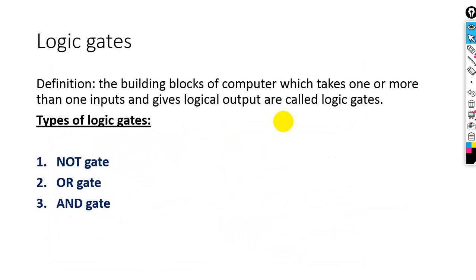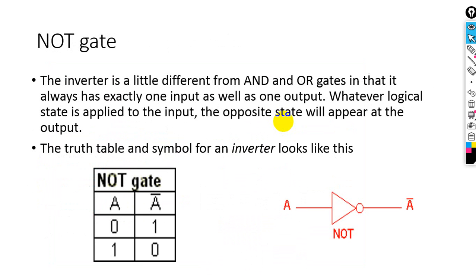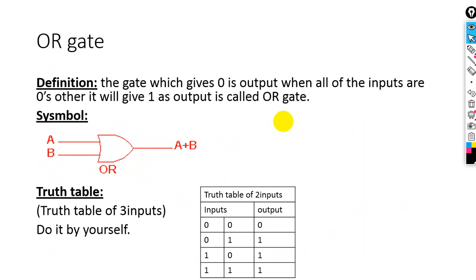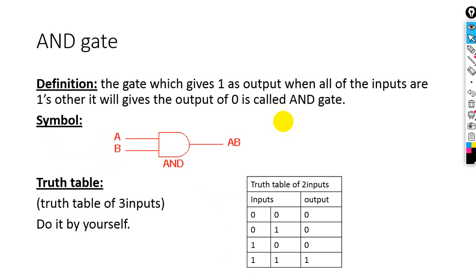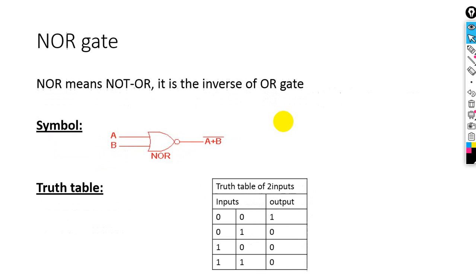In the previous lecture I discussed the NOT gate, then the OR gate, its symbol, truth table and definition, then the AND gate, its definition, symbol and truth table. Now our new topic is the NOR gate.